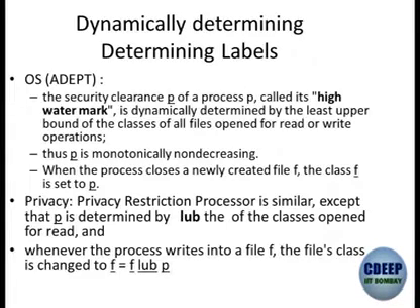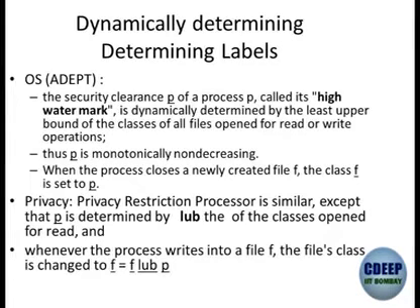That's how you would say it is non-decreasing, because it can stay at the same level, if all the other files you are going to read are also at the same level or less than that. So when the process closes a newly created file F, the class of F, that is the level at which it is set, is nothing but the class at which the process is. That means that if I am closing a file F, and my process level is at some X bar, then that will be the level assigned to the new file.